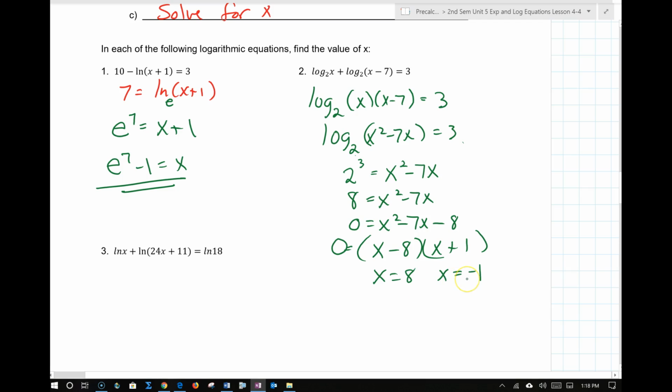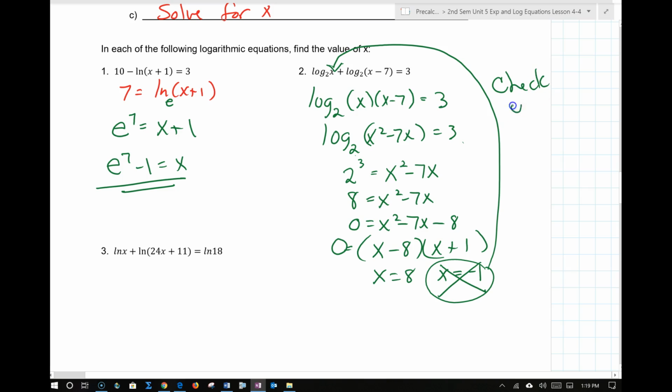So when I plug them back into the original equation, like I do right here, notice I get log base 2 of negative 1. Okay, so when you have negative 1, you can't take the logarithm of a negative number. So that makes this an extraneous solution. So you have to check each one. So then I even have to check the 8, and I go 8 minus 7, which is 1, which works. So remember, you have to check your answers.